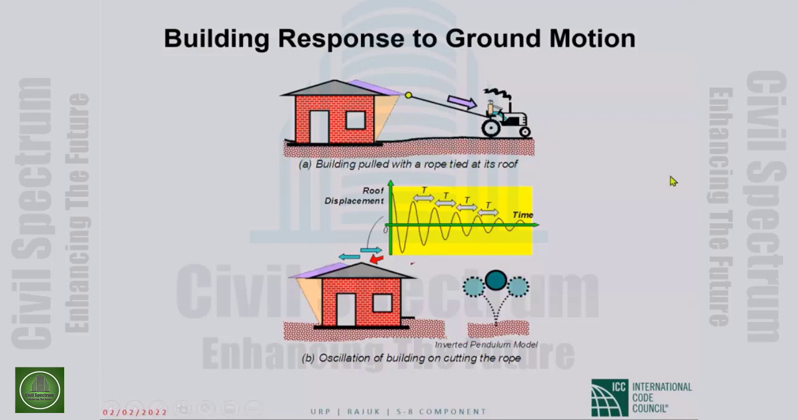Once the building starts moving, if you cut the rope, the building will go back and forth a few times, each time with a shorter amplitude. If the first time it goes 2 inches to the left, the next time it will probably go only 1.5 inches to the left. So it will go a few times back and forth, but each time with a lesser amplitude, and eventually it will come back to rest. I think you all would agree that this is what is going to happen.